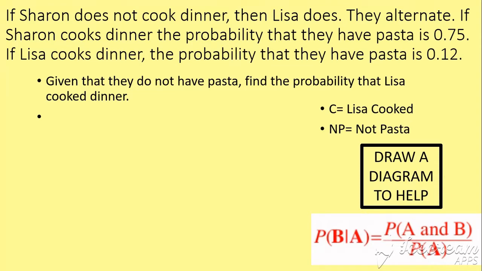So if Sharon does not cook dinner, then Lisa does. They alternate, yeah, which means they've got an equal chance of happening. If Sharon cooks dinner, the probability they have pasta is 0.75. If Lisa cooks dinner, the probability they have pasta is 0.12. Okay, given that they do not have pasta, find the probability that Lisa cooks dinner. Now, I did try this one without a tree diagram, but it's 1,000 times easier to do it with a tree diagram. Or you might want to choose to draw a Venn diagram or something else.